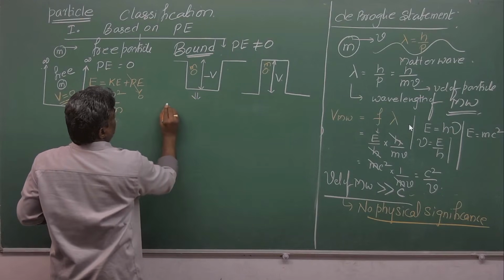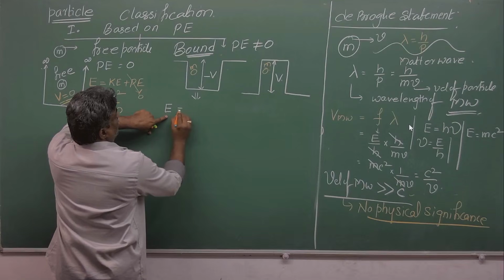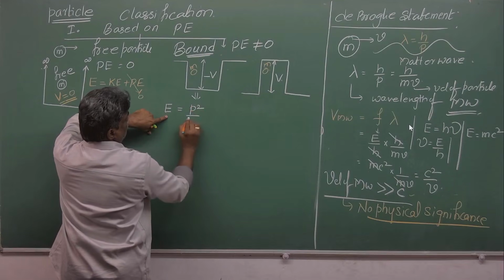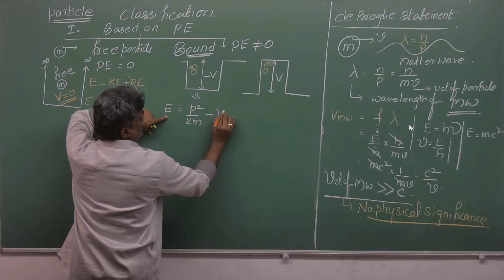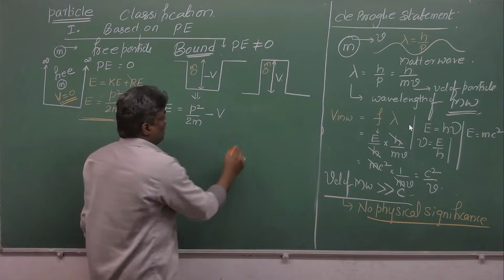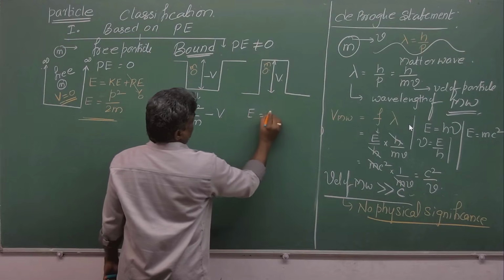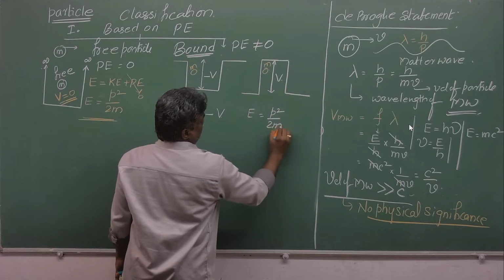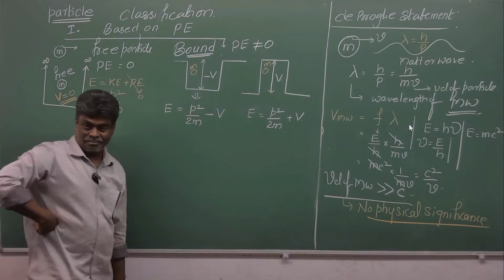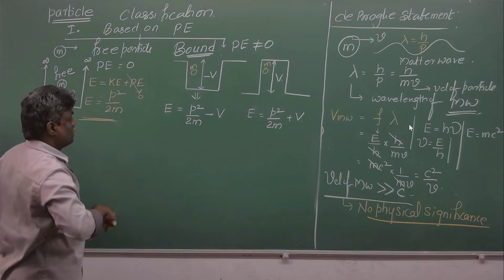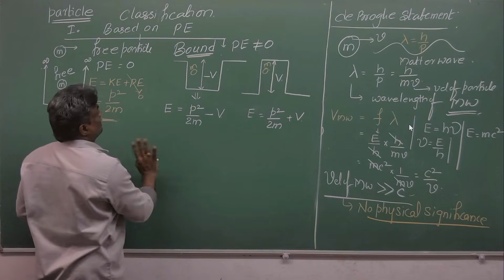Now see. Could you please tell me what is the energy here? E equals p square by 2m minus v. And if you take here, energy equals p square by 2m plus v. Right, so don't forget, something like this.